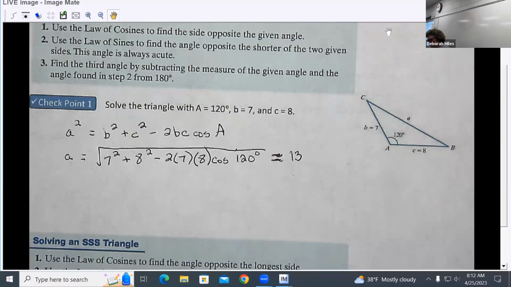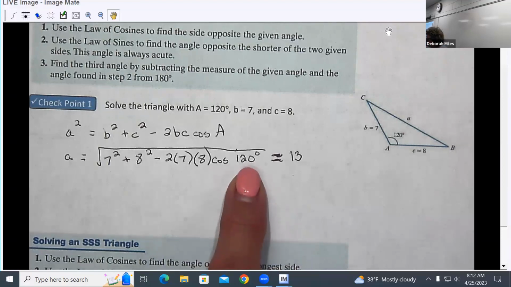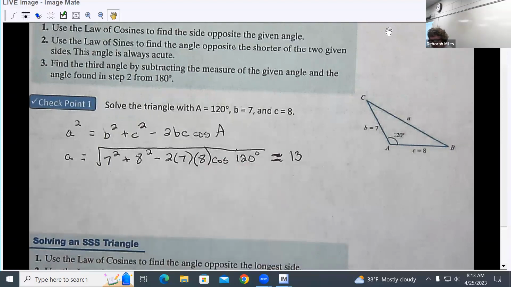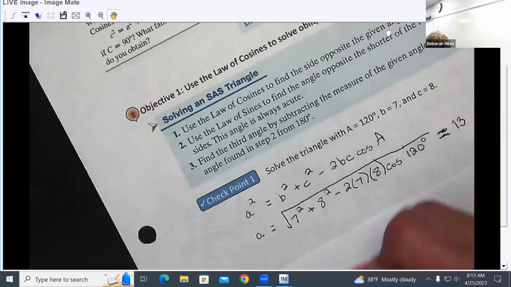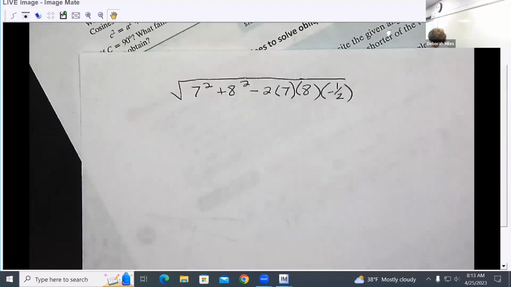I have my calculator in degree mode because I need to enter cosine of 120 degrees. But after I've gotten the value negative a half, if I just ask you, hey, Carrie, what is 7 squared plus 8 squared minus 2 times 7 times 8 times negative a half? You're not thinking degree mode or radian mode. You're just evaluating an algebraic expression.